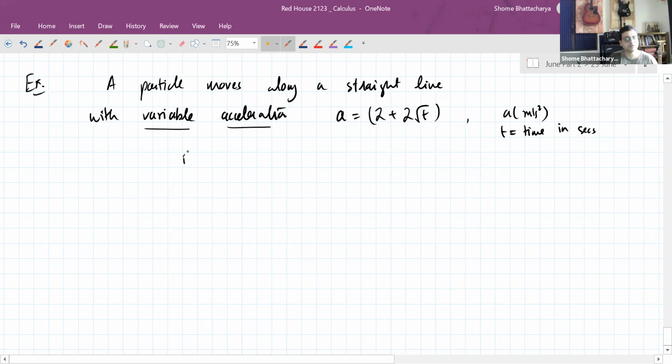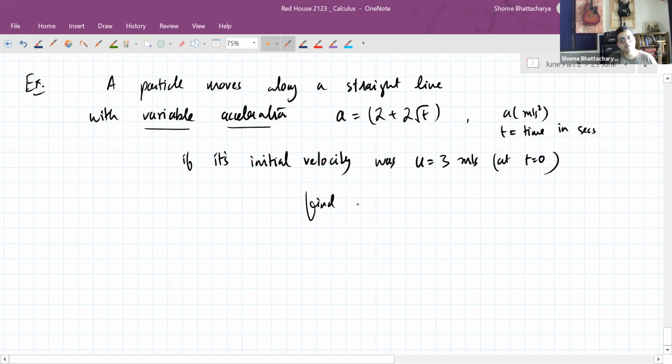So if its initial velocity was u equal to, let's say, 3 meters per second at t equal to 0, find its instantaneous velocity as a function of time.